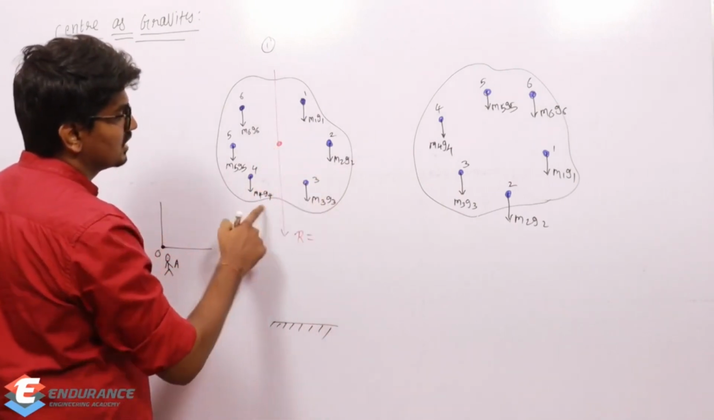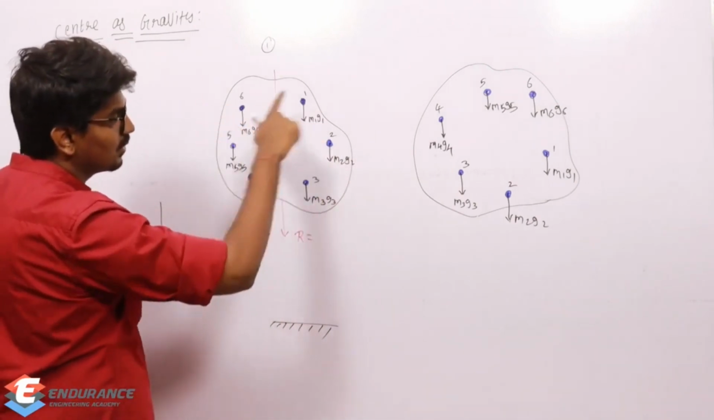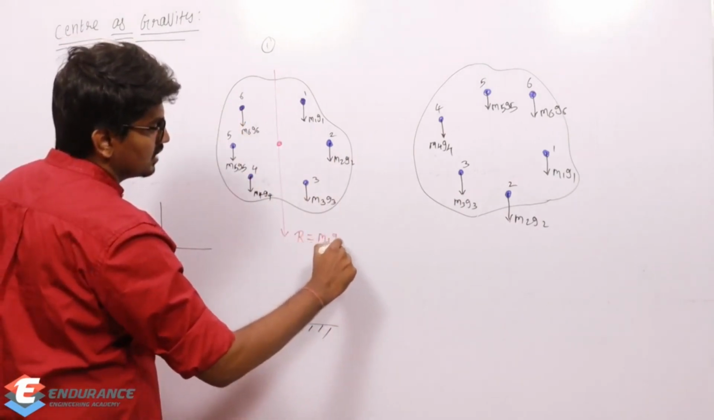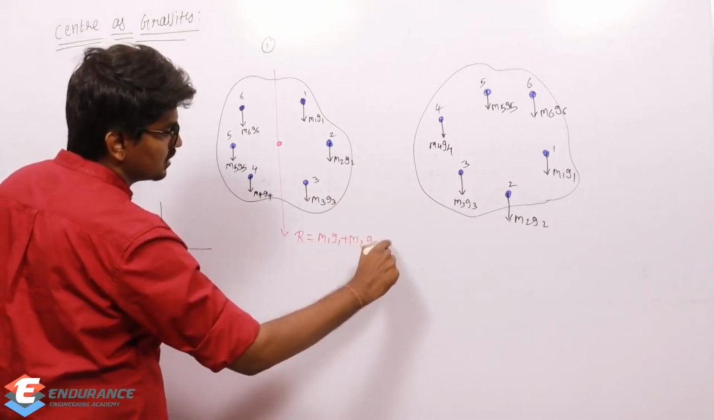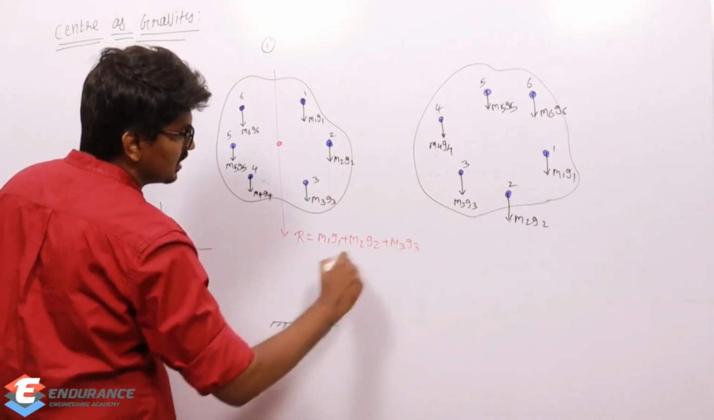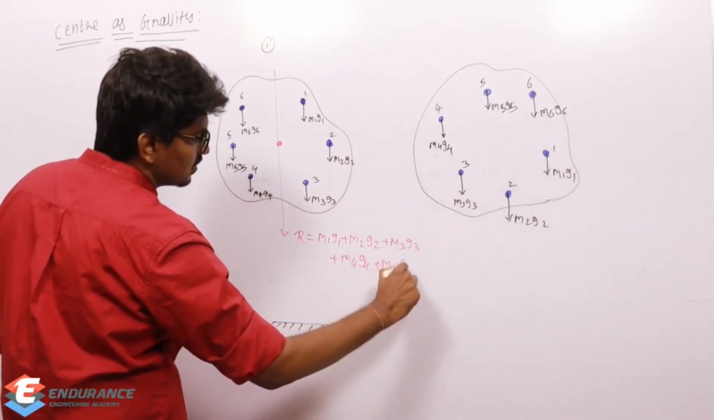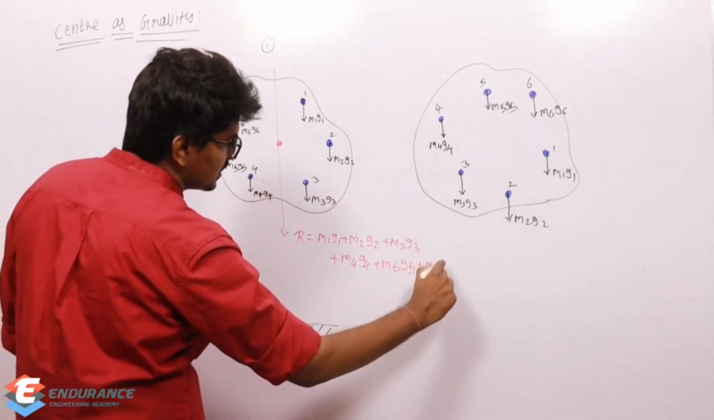Simply the summation of all of these, right? Because all forces are acting down, if I simply add them, I'll be getting the resultant. So M1 G1 plus M2 G2 plus M3 G3 plus M4 G4 plus M5 G5 plus M6 G6.